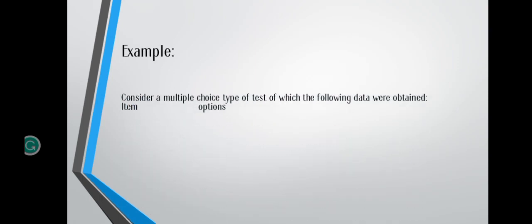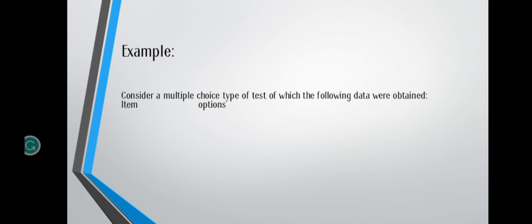We have here the examples. Consider a multiple choice type of test of which the following data were obtained. We have the item and the options. Example, may item tayo na isa. So, ang options natin ay A, B, C, and D. May letter D dyan, pero hindi ko siya nailagay. Siguro na-delete kanina kasi nag-lowbat yung laptop ko. So, sa letter A, walang sumagot. Sa letter B, 40. Sa letter C, 20. And letter D is 20.